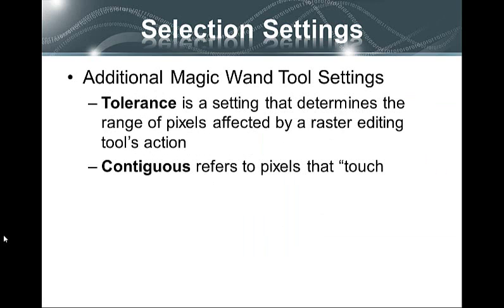Some additional magic wand tool settings are tolerance, which is a setting that determines the range of pixels affected by a raster editing tool's action. In Photoshop, this is the setting for the magic wand tool. Contiguous refers to the pixels that touch. If the contiguous setting is selected, only pixels that are touching will be included in the selection when you click an image with the magic wand.